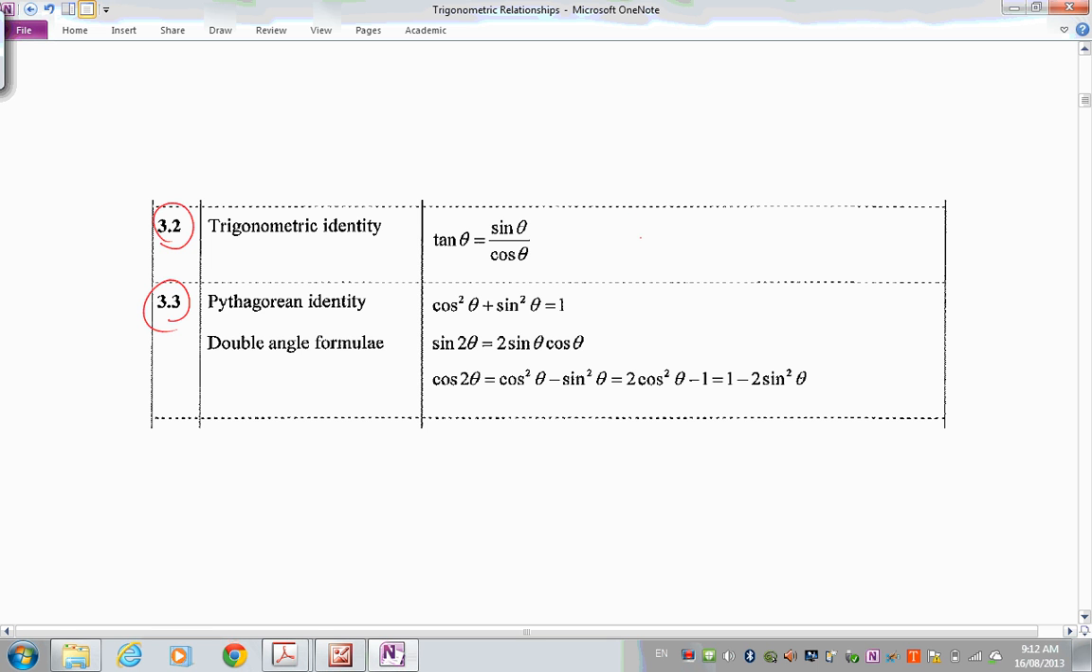So we know from before, tan theta is sine over cos. Cos squared plus sine squared is 1. Sine of 2 theta is 2 sine theta cos theta, and cos of 2 theta can be any of these depending on how we want the expression to look at the end to simplify it.